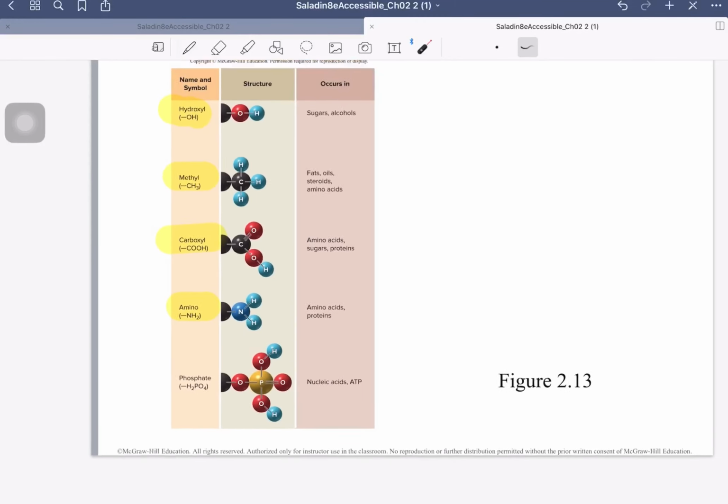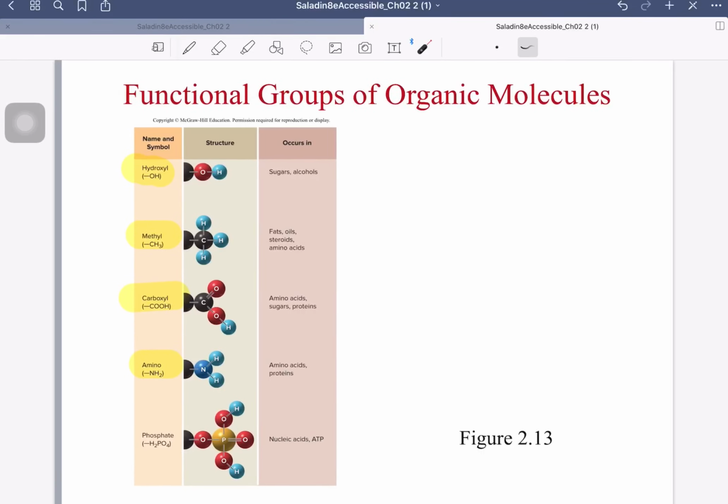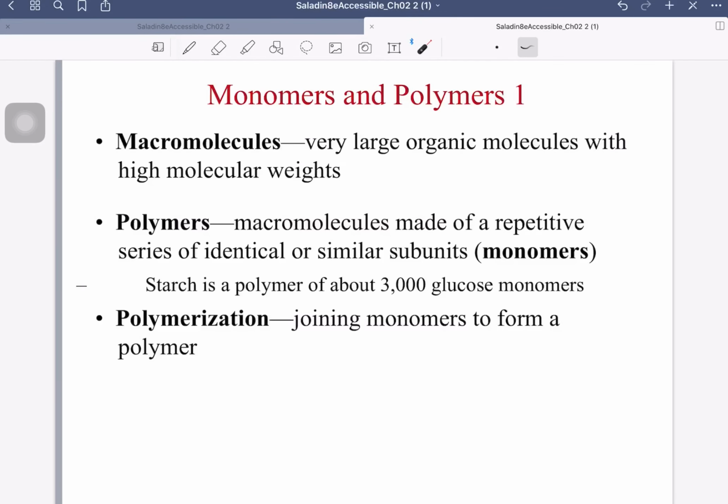Now, as I said, this is something you have to know. It's so basic. It's fundamental to any discussion of the molecules in biological systems. So take time, invest it, go back, learn this table, and become very comfortable with the hydroxyl, methyl, carboxyl, amino, and phosphate groups. Now we'll just say a little bit about what monomers are, monomers and polymers.